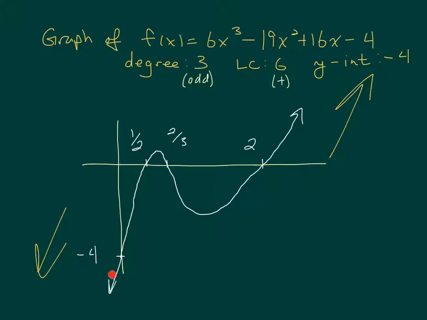As you can tell, it follows everything that we know it needs to follow. It rises to the right, it falls left, it crosses the y-axis here, it crosses the x-axis at the 3 zeros we found, each with multiplicity 1. So this graph will cross the x-axis at each zero, and it does. So there's a sketch of the graph of 6x cubed minus 19x squared plus 16x minus 4.